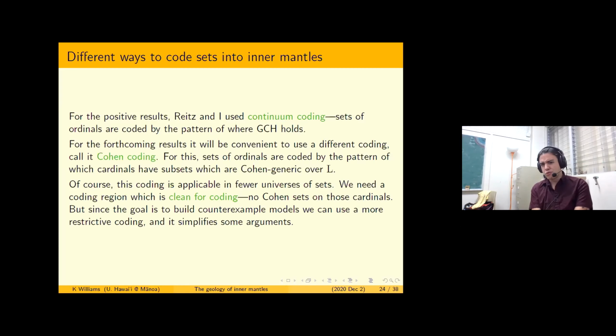Okay, but that's fine because we're just trying to build counterexample models. So we don't need this to apply everywhere like we wanted to with the positive results. We just want to get some place where this applies. And in all cases, we're going to start over L. Over L, we have a lot of control over which cardinals have Cohen generics when we do forcing. The reason we do this is just to simplify some arguments because it's a little simpler coding. Everything would go through with the more complicated coding. It would just be more work. And so I don't want to do more work, so I'm going to do the simple coding.